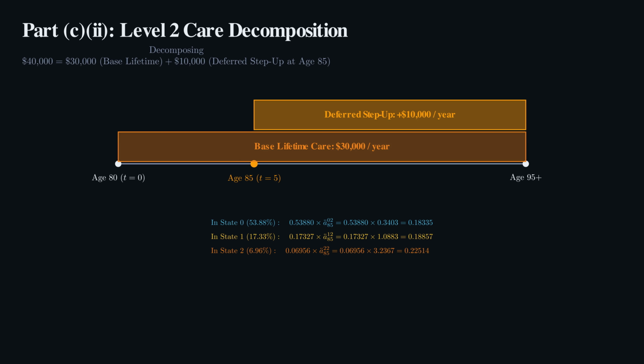The 40,000 level 2 benefit splits into a 30,000 lifetime base and a 10,000 deferred step-up at age 85. At age 85, 53.88% are healthy, 17.33% are in rehab, and 6.96% are already in level 2. Those three branches sum to 0.59706 years.